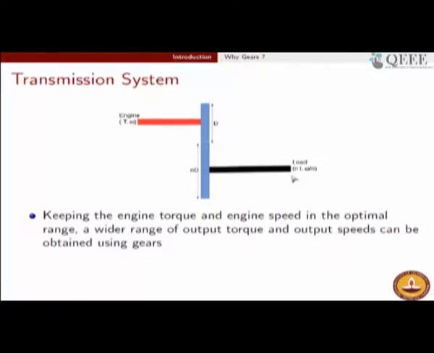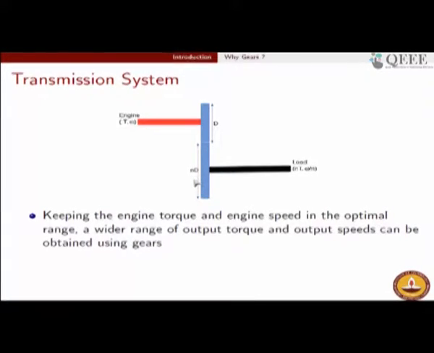Anyway, we are going to stick with manual transmission and spur gears more particularly, but you must understand that, at least from the automotive context, the reason why we have gears is to enable the vehicle to supply different torques and different speeds as per the requirements of the driving conditions. So, keeping the engine torque and engine speed in the optimal range, a wide range of output torque and output speeds can be obtained using the gear, simply by changing this value n.